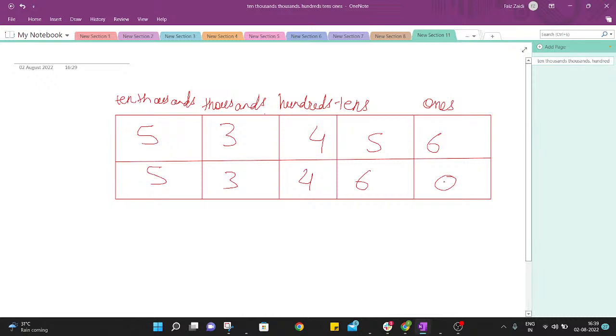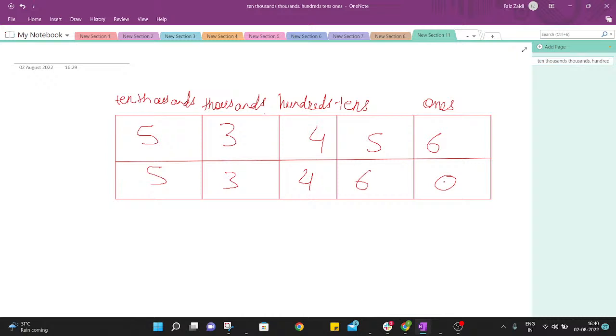Okay, let me tell you the solution. I have told you many times that first we compare the largest place value, and in 53,456 and 53,460 the largest place value is 10,000s, which is actually 5 in both of these numbers. So the 10,000s column is the same, equal for both of these numbers.